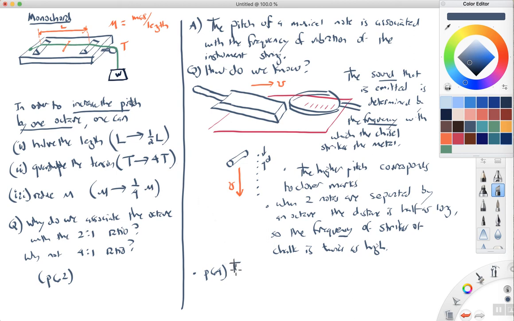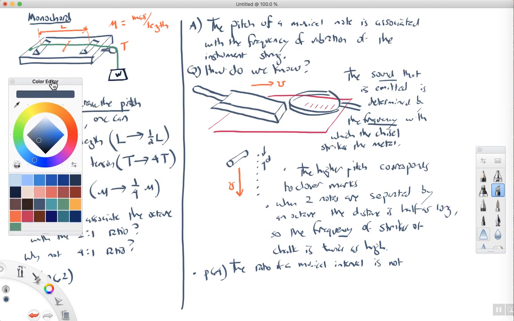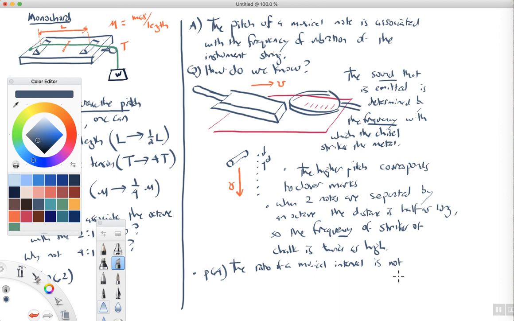Okay, so the ratio of a musical interval, like an octave, is not immediately determined, in the case of the monochord, by the length or the mass per unit length or the tension, but instead by the ratio of the frequencies of the notes, the frequencies of vibration.